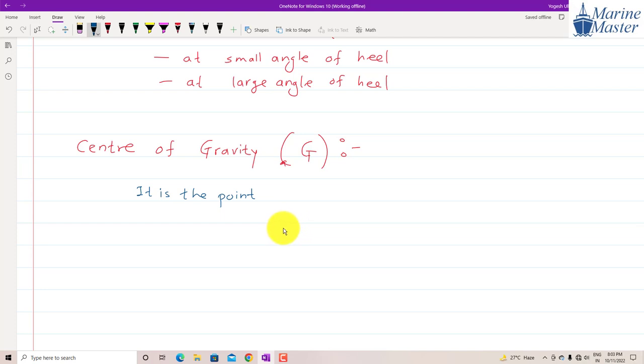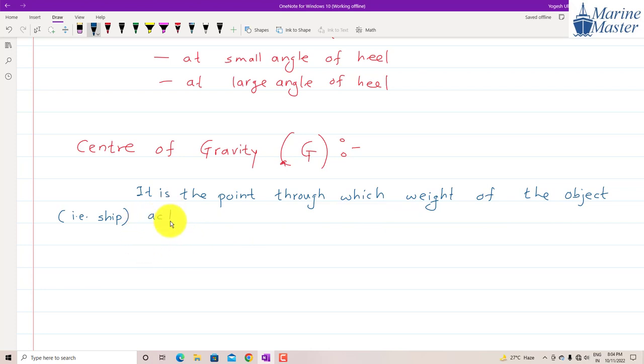See the scenario. What is meant by center of gravity? It is the point through which the weight of the object, guys. In case of object, for us, in naval architecture point of view, object means ship or vessel.